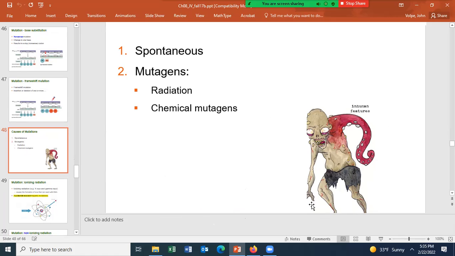Okay, so when we're talking about mutations, you should realize that mutations can be caused by one of 2 events. They can be spontaneous mutations, where the DNA just is mutated at the spontaneous background rate because the DNA nucleotide made a mistake when it copied the DNA. Mutations can also happen when a mutagen is present, and that increases the rate of the mutation. And there's 2 types of mutagens. There's radiation and there's chemical mutagens.